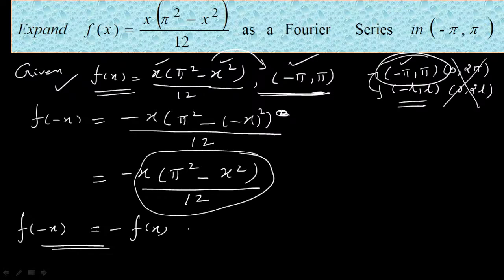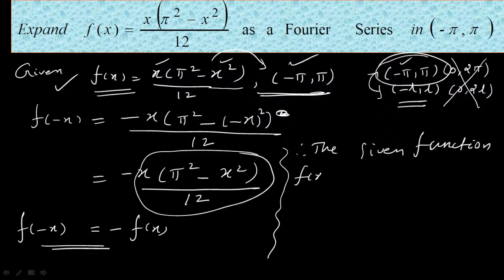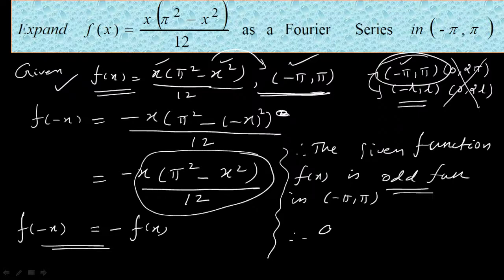Which means the given function f of x is an odd function defined in the interval minus pi, pi. If it is an odd function, what is the conclusion? Immediately we can write that the values of both a0 and an are equal to 0.